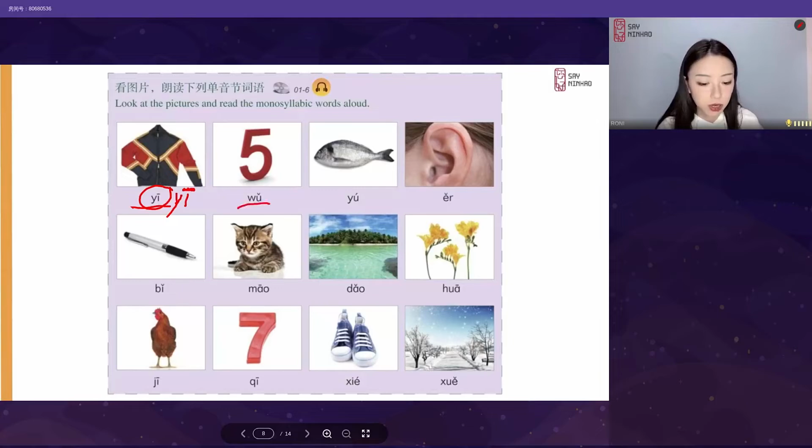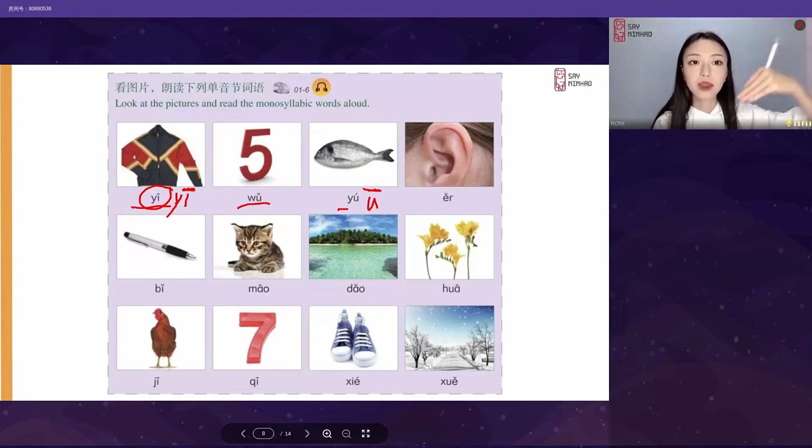Next one, try to read with me. Read after me, please. Wu. It means 5. It is a third tone word. Next one is yu. As we can see, the final is actually u with two dots, but we get rid of these two dots, right? Read after me, please. Yu, it means fish.